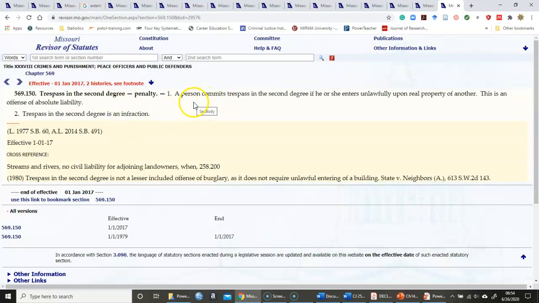Trespass in the second degree. A person commits trespass in the second degree if he or she enters unlawfully upon real property of another. This is an absolute liability, or the word that you're probably going to be more familiar with is strict liability, in that there's no culpable mental state. The good part about this is that you could do this so unintentionally. You walk through a neighbor's yard, technically you've trespassed in the second degree. It's only an infraction. So basically the worst that can happen is a fine. You're not going to be jailed for an infraction.